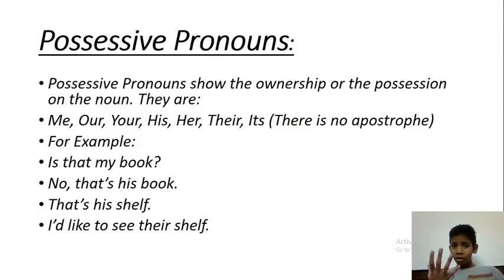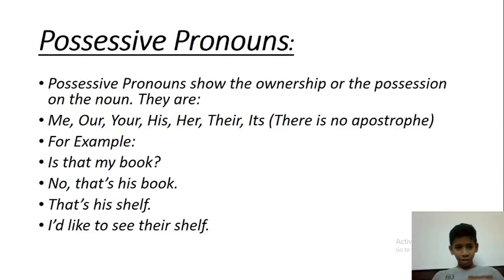For example, is that my book? My. So it's your ownership of the book. Is that my book? You're asking whether the book is yours. So you have some ownership, right? So you use a possessive pronoun there. Next example, no, that's his book. You're stressing the other person's ownership, so you use his. That's his shelf. Again, ownership. I would like to see their shelf. We are liking to see their shelf. So you're stressing the ownership of that person.